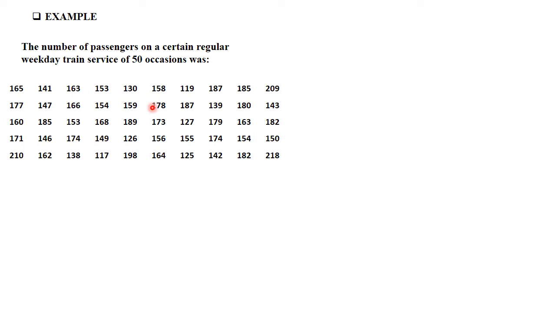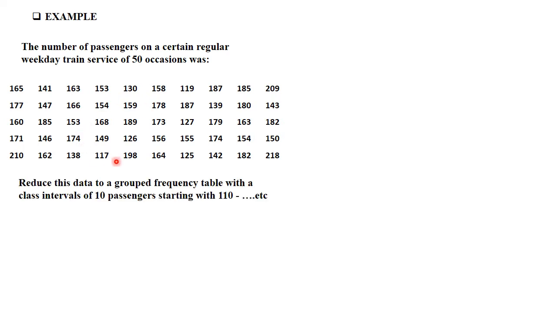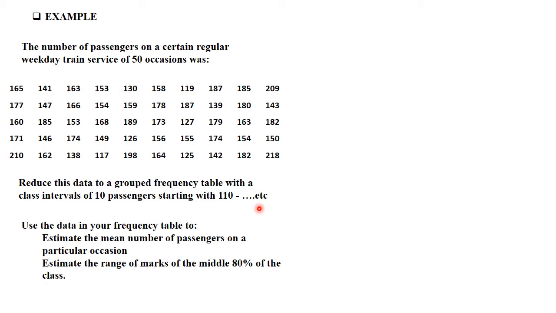So the question is, reduce this data to a grouped frequency table with class intervals of 10, starting with 110, etc. So I'm going to take you through that. Another question you are asked is to use the data in the frequency table to estimate the mean number of passengers on the particular occasion, and also estimate the range of values in the middle 80% of the class. And so let's begin with developing the frequency distribution table.